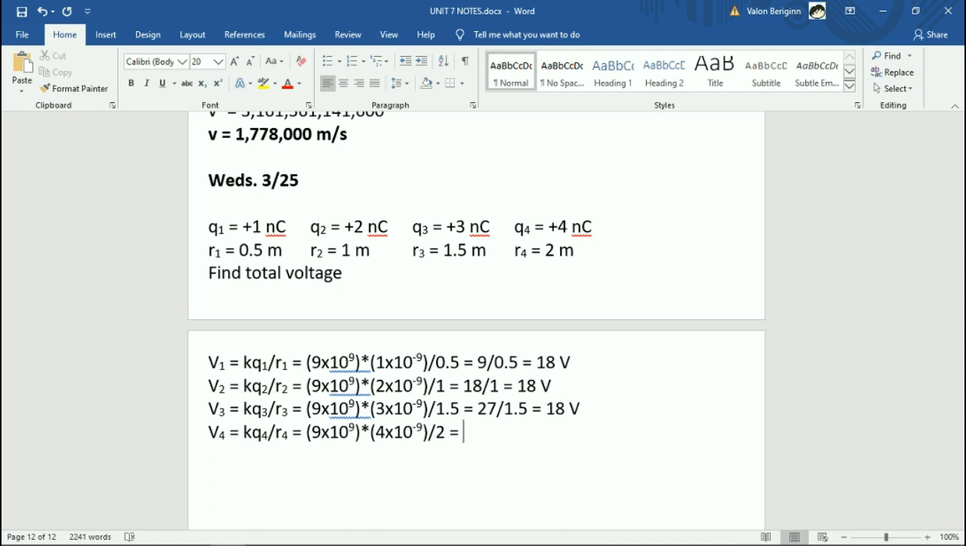So again, the exponents cancel. We have 36 divided by 2. That is 18 volts. So what is our total voltage?